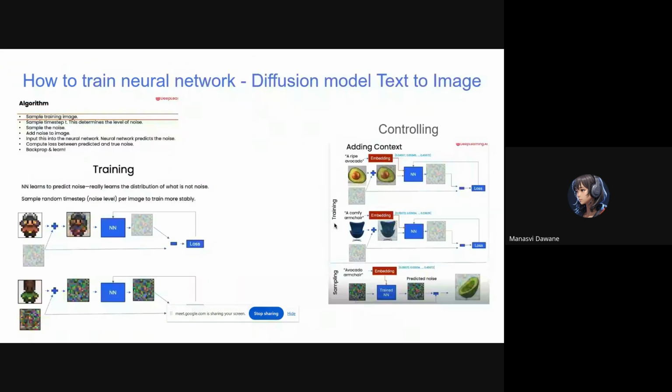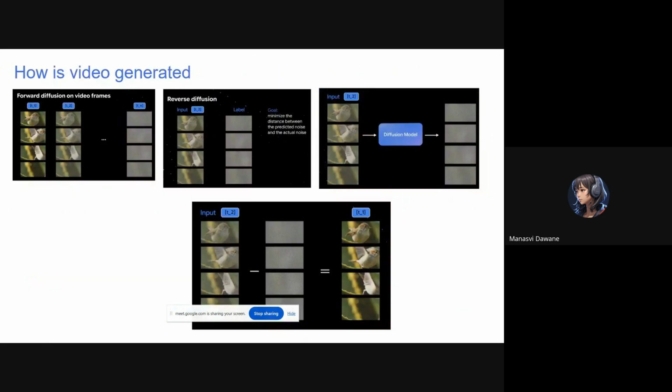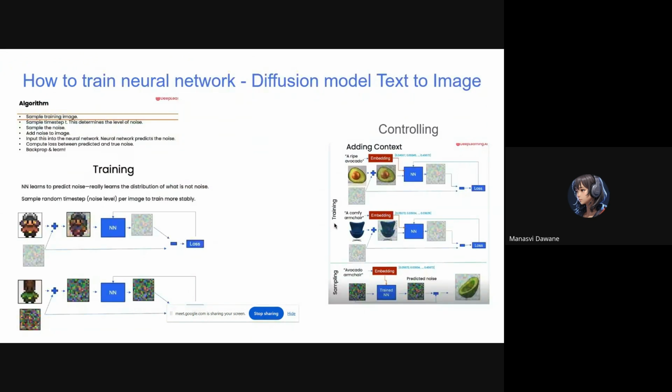So this was all about image generation through diffusion models. Now I'll just give you an overview of how video is generated through diffusion models. Video is nothing but a collection of images. Oh, one thing I forgot to tell you: this step where embeddings are added, or where you give a prompt to a model, is called conditional diffusion.